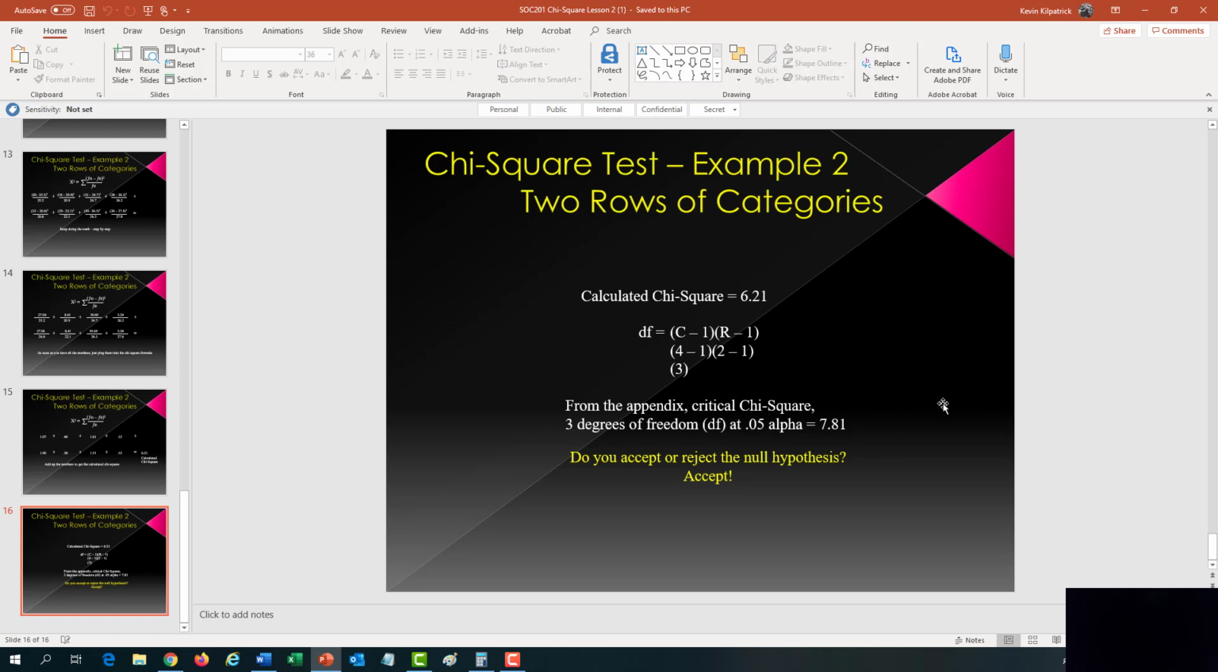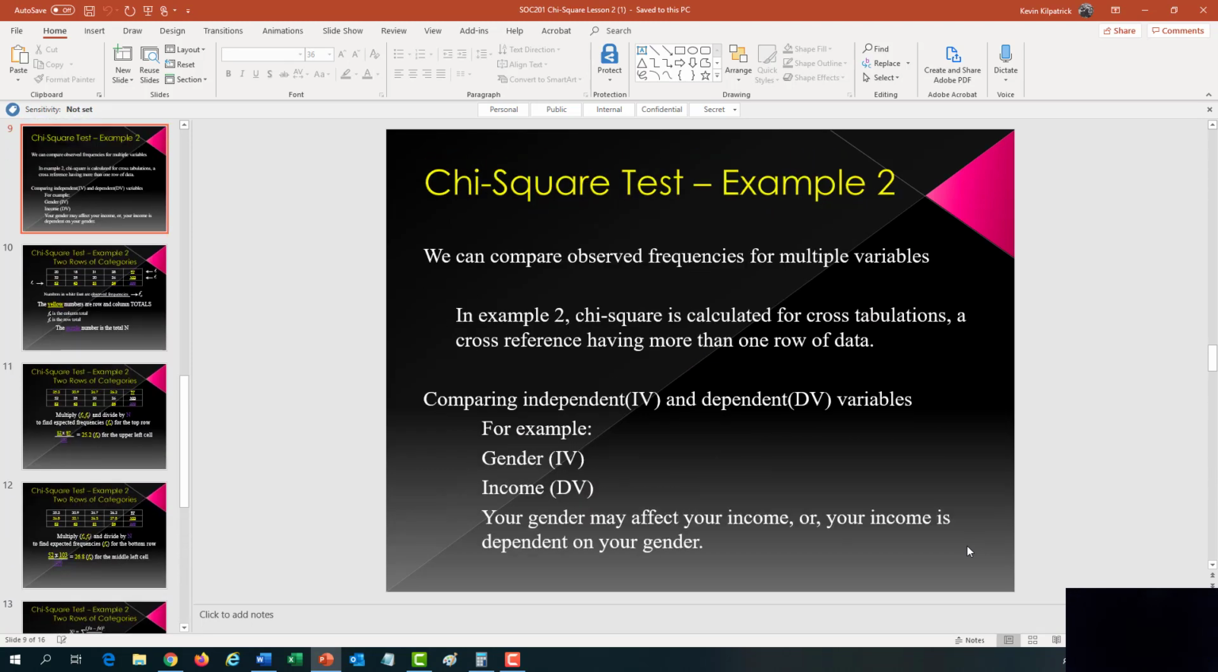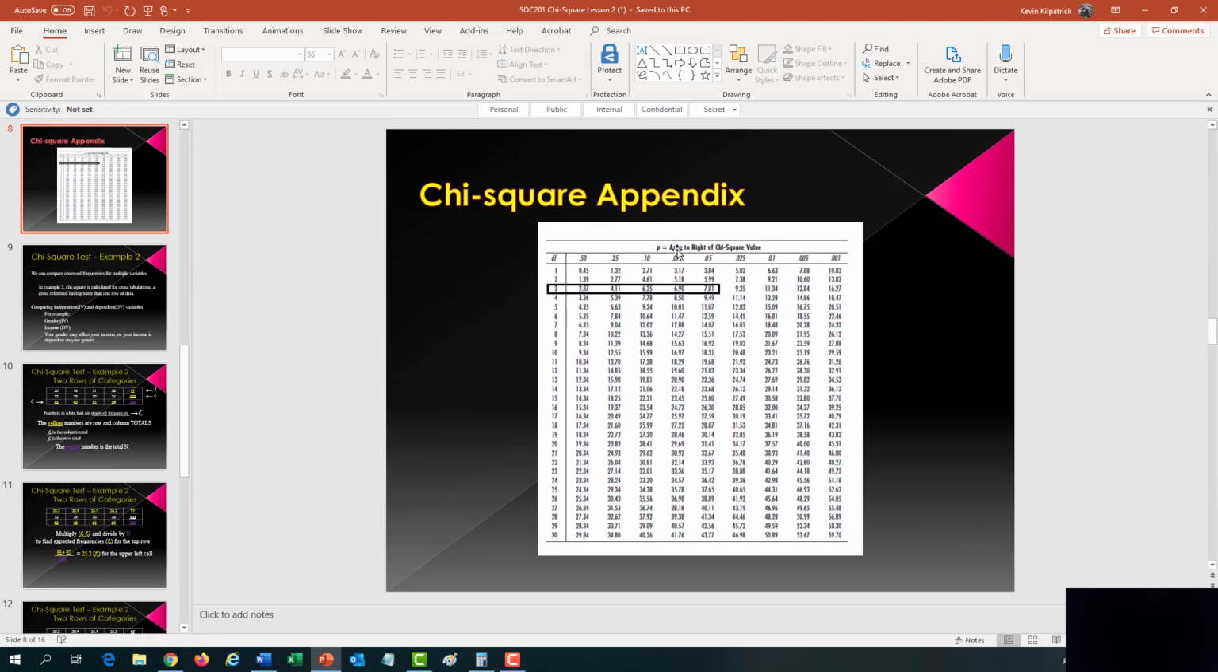Okay? In the appendix, just like we did before, we went to 3 degrees of freedom and went over to the right and found the 0.05 column and found 7.81. Let me go back up here and show you that again. Same thing. Here's the appendix that's in the class this week. 3 degrees of freedom, all the way to the right over to the 0.05 column, and find 7.81.